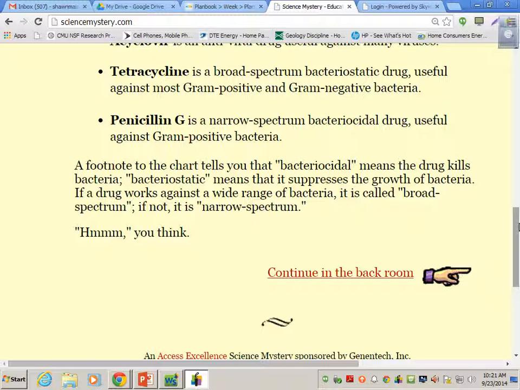Very common cold-type bacteria. So a footnote to the chart tells you that bactericidal means the drug kills the bacteria. Bacteriostatic means that it suppresses the growth of bacteria. And if a drug works against a wide range of bacteria, it is called broad spectrum. If not, it is narrow spectrum. Jinkies, you think?